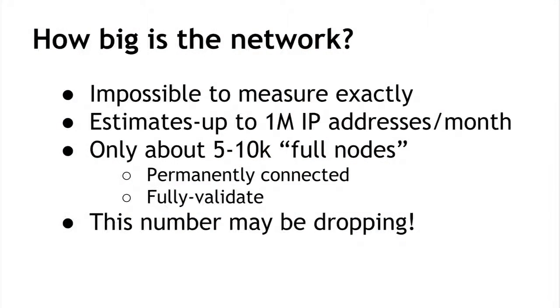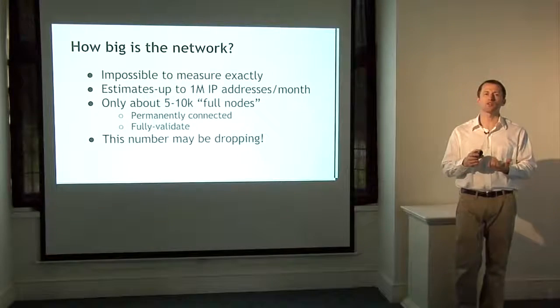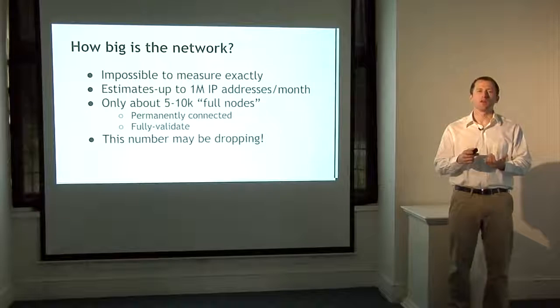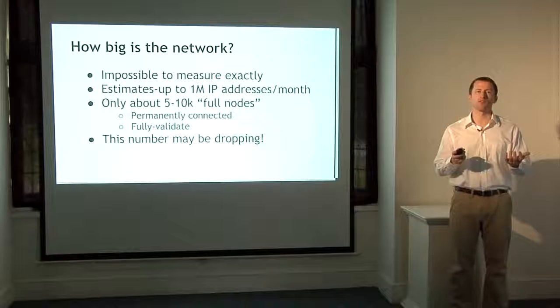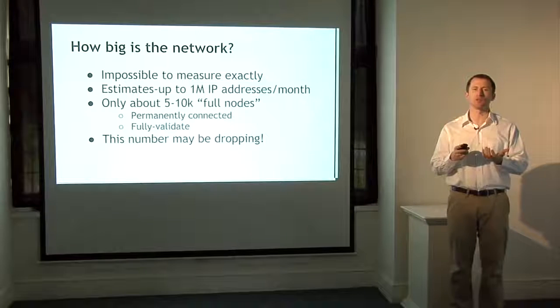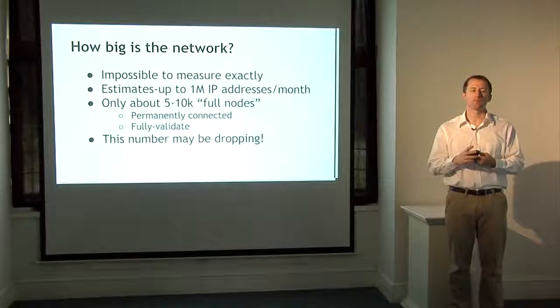So how big is the Bitcoin network? Well, there's no official statistics anywhere because, again, there's no central authority overseeing it. It's simply whatever nodes are participating, they are the Bitcoin network. So it's impossible to measure exactly, and it's changing all the time. But a number of researchers have looked into this and tried to come up with estimates. On the high end, some researchers have said that over 1 million IP addresses in a given month will at some point be running the Bitcoin protocol and acting at least temporarily as a Bitcoin node.